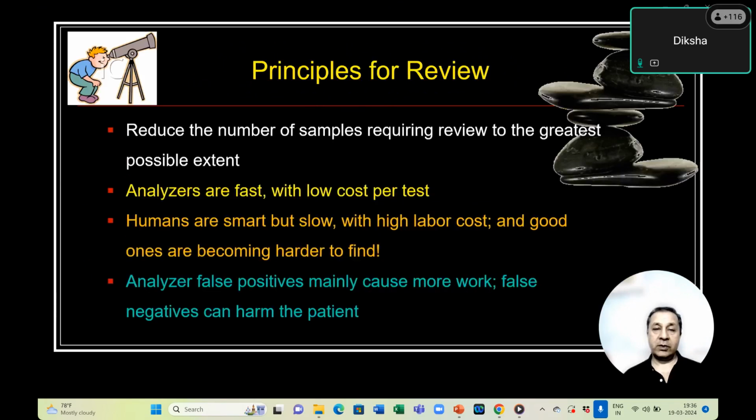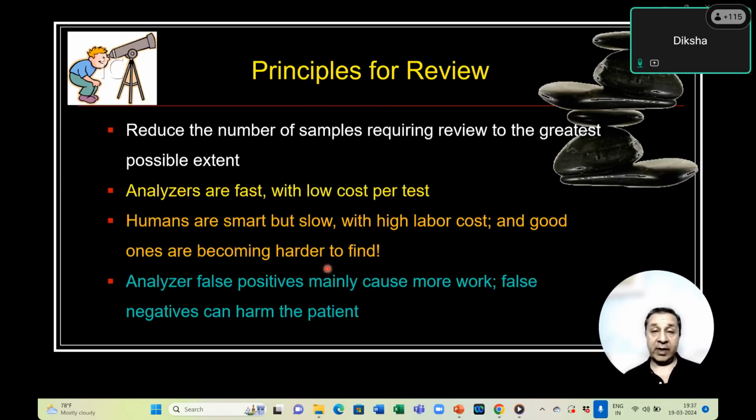So the principles of review are: we want to reduce the number of samples requiring review to the greatest possible extent. We want the analyzers to be fast with as low a cost per test as possible. We know humans are smart, but we are slow. There are high labor costs, especially in Western nations, and good ones are becoming harder to find. Even for that matter, making sure that our colleagues are able to pick up the abnormalities easily.